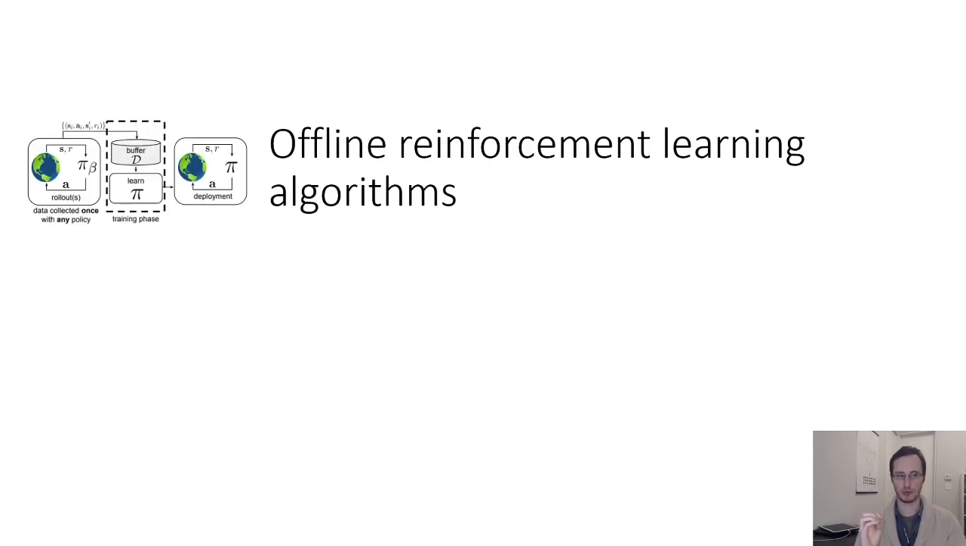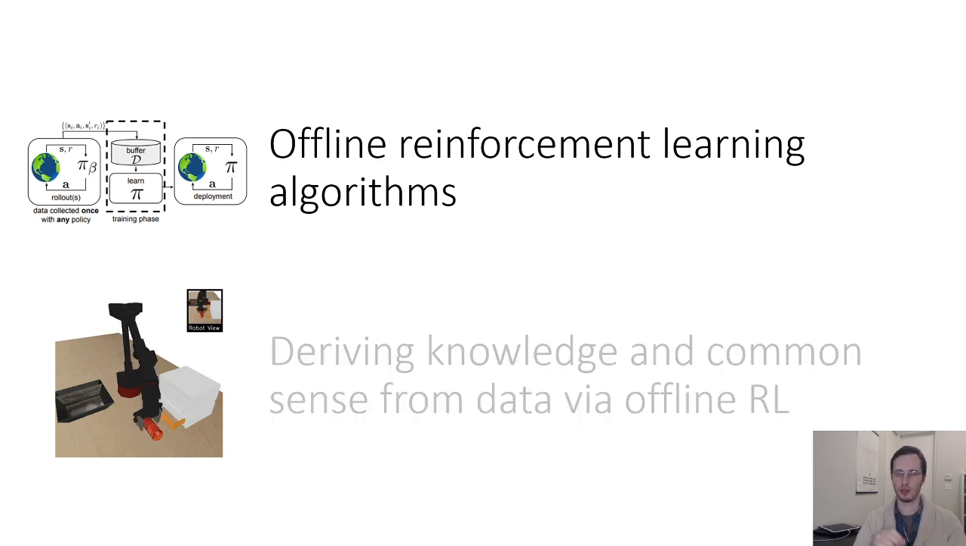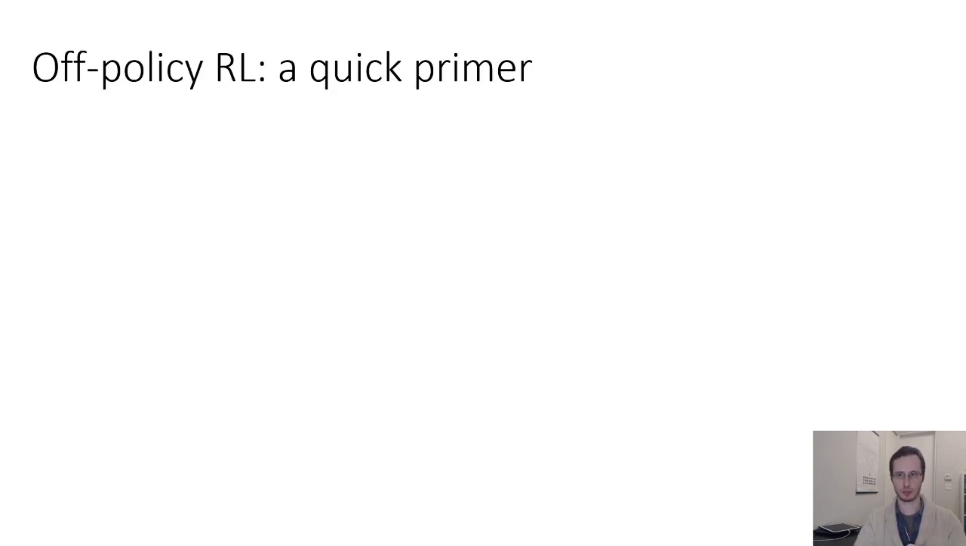So in today's talk, I'm going to describe two topics. I'm going to talk about algorithms for offline reinforcement learning. Why is offline reinforcement learning difficult and how we can derive effective methods for it? And then I'll describe how offline RL methods can be used to acquire this kind of knowledge or common sense that I alluded to in the beginning of the talk. But first, let's start with the algorithmic foundations.